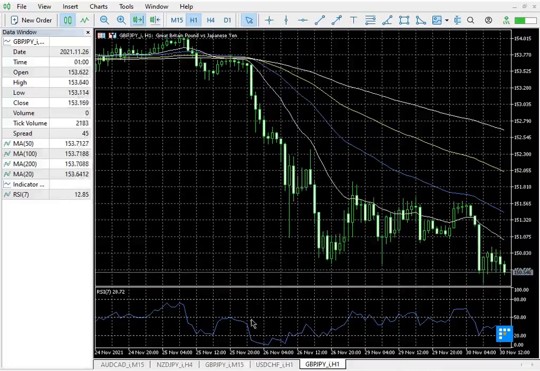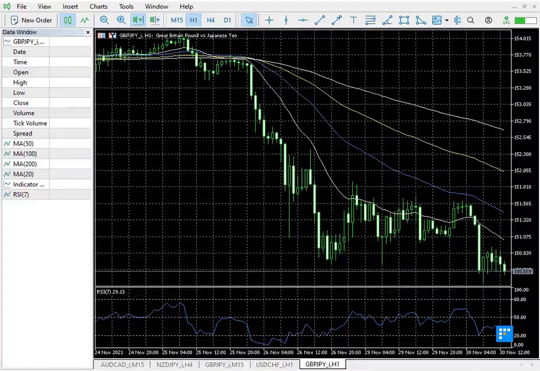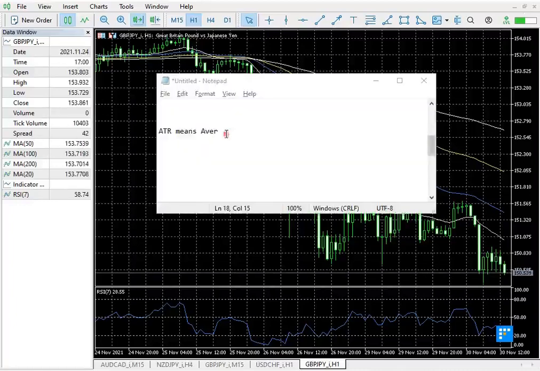The ATR means average true range. Average true range. Let me type it out for you so that you will see the spelling. So ATR means average true range, and the average here is just going to calculate the average range of movements that the market makes a candle.